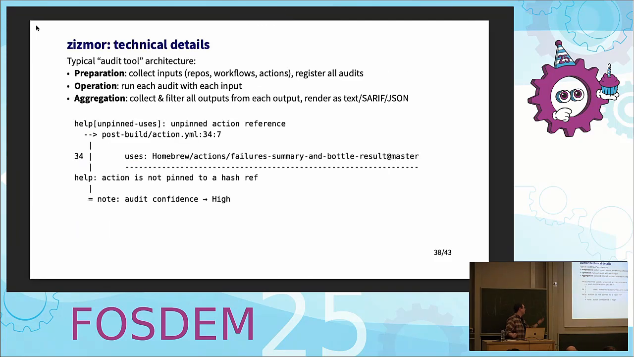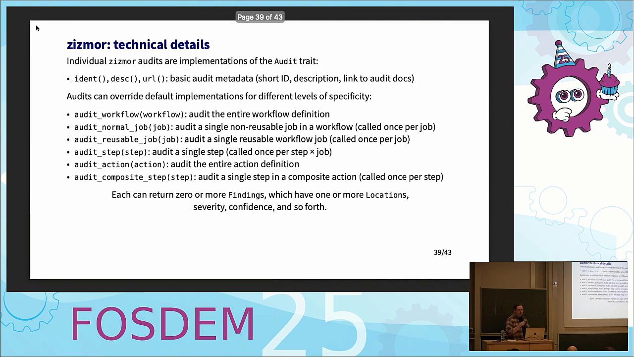Okay, technical details. Zizmor is a typical audit tool architecture. It has a preparation phase, an operation phase, an aggregation phase. And then the output is like this rustc-style diagnostic, where it'll tell you what span caused the vulnerability. Individual Zizmor audits are implementations of this audit trait, has sort of standard stuff. And then there's various ways you can define an audit. It can be over a workflow, a composite action, or the individual steps or jobs within a workflow if you only need that level of granularity.